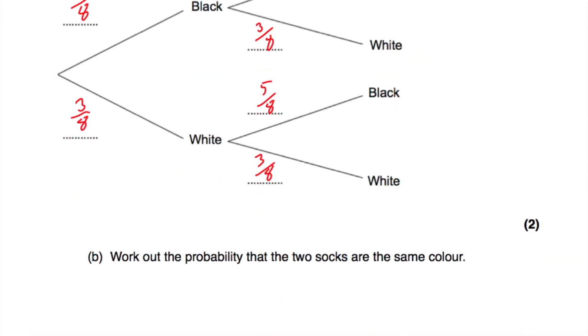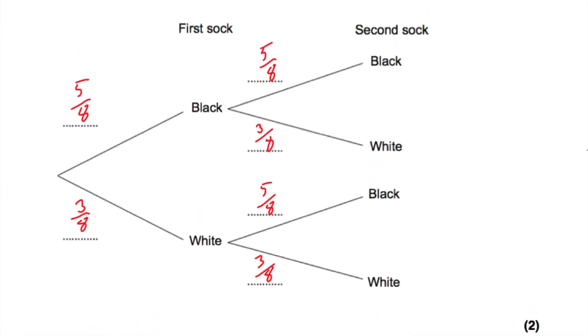And then part B says work out the probability that the 2 socks are the same colour. So in this case, that would be either both socks are black, so a black sock and then a black sock, so that option, or a white sock and a white sock. So let's find the probabilities of each of those.